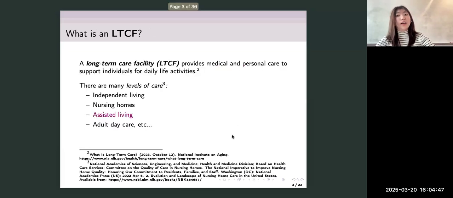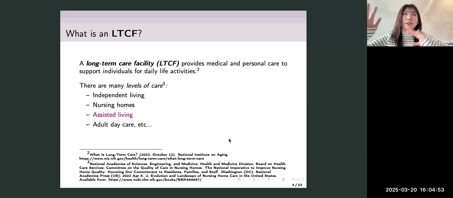The focus of our mathematical model is in the context of long-term care facilities. This is quite a broad term that covers a bunch of different types of facilities. You may have heard of independent living or nursing homes, but the general idea of all these facilities is to provide medical and personal care to support daily life activities. So this might be toileting or dressing.